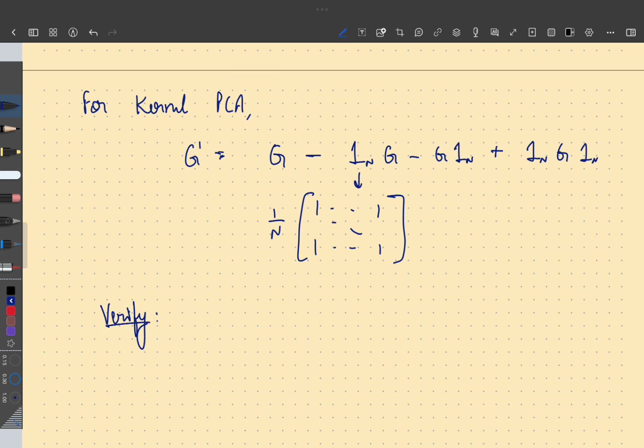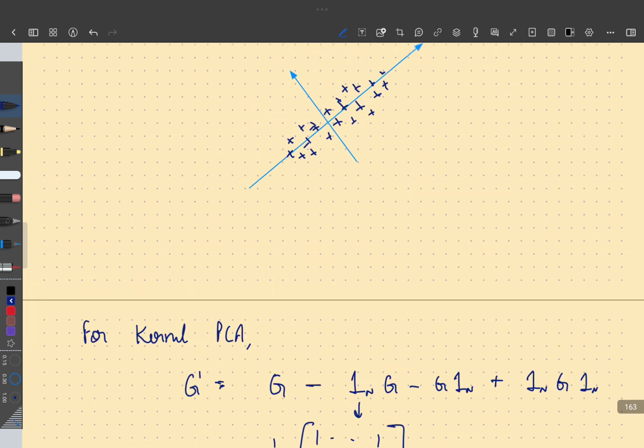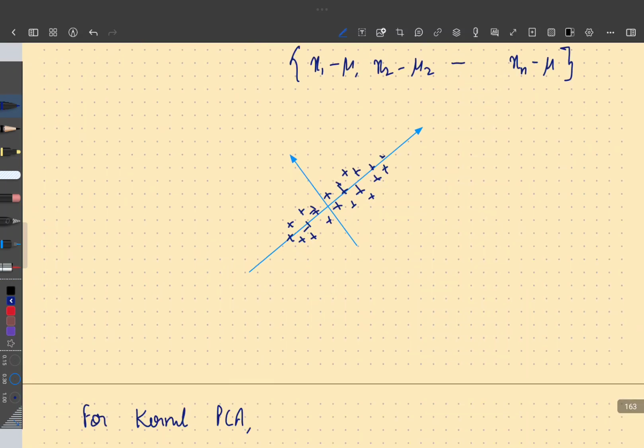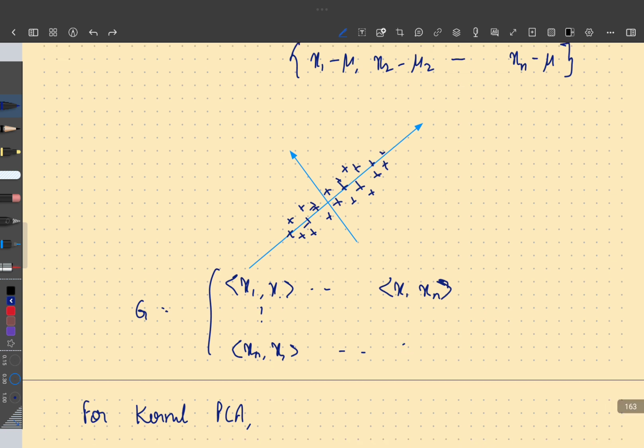I'll leave it to you to verify that. Okay, so if we go back to the PCA with centered vectors, in this case, the gram matrix is just a collection of inner products: x1, x1 up to x1, xn, and so on down to xn, x1 up to xn, xn.